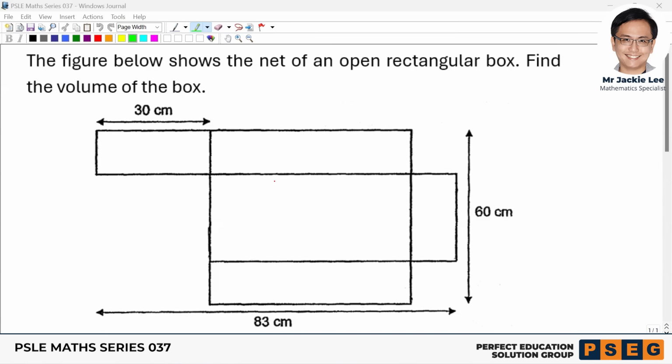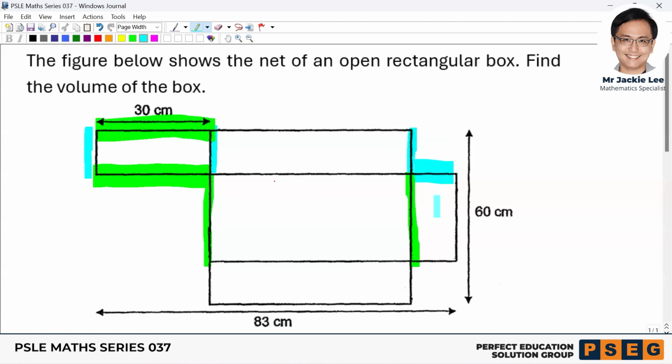In this question, the figure below shows the net of an open rectangular box. The question simply asks for the volume of the box. So when we fold up this box, some of the sides are actually the same. Let's highlight. So this is 30 cm, right? We expect this is also 30 cm. This one and this will be the same. Am I right? Okay, then what else? For this one, all the same also after we fold up. Correct? Then obviously all this will be the same also for this.